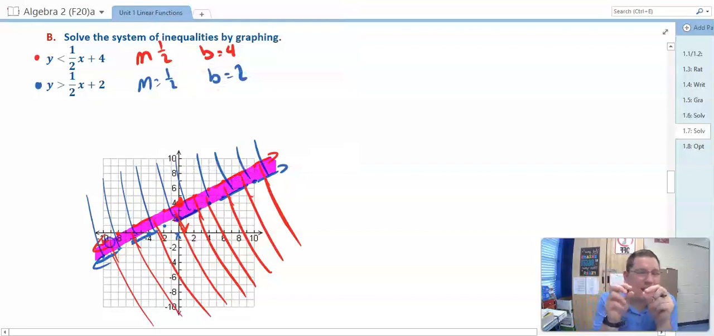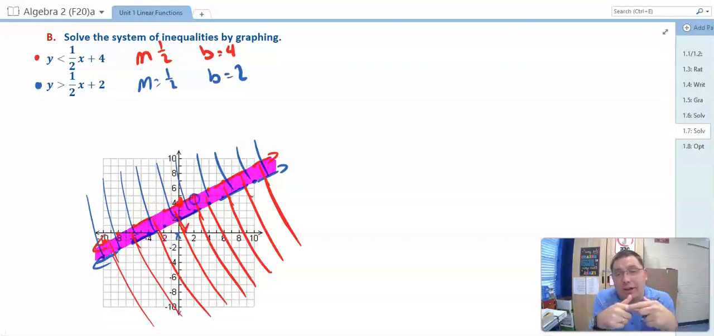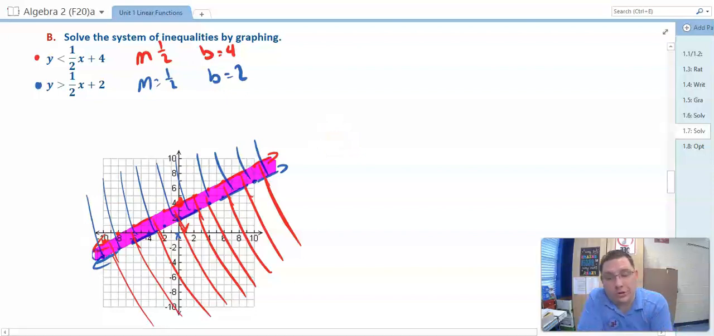Any ordered pair that is in that purple shaded region works. Can it be a part of either line? No, because both lines are dashed. Now, if one of these lines were solid, every point along the solid line would work. But because they're both dashed, only the points in between the lines will work.